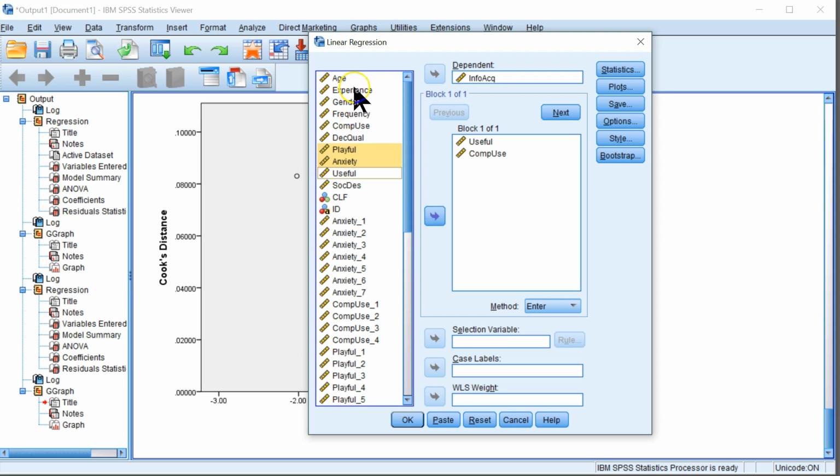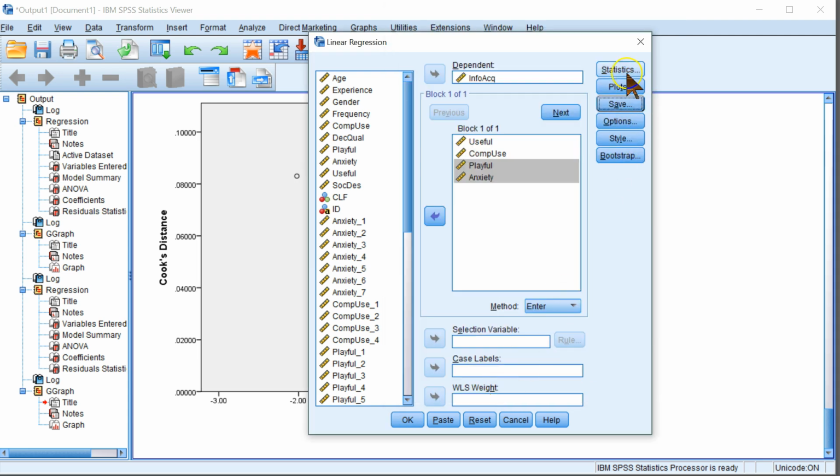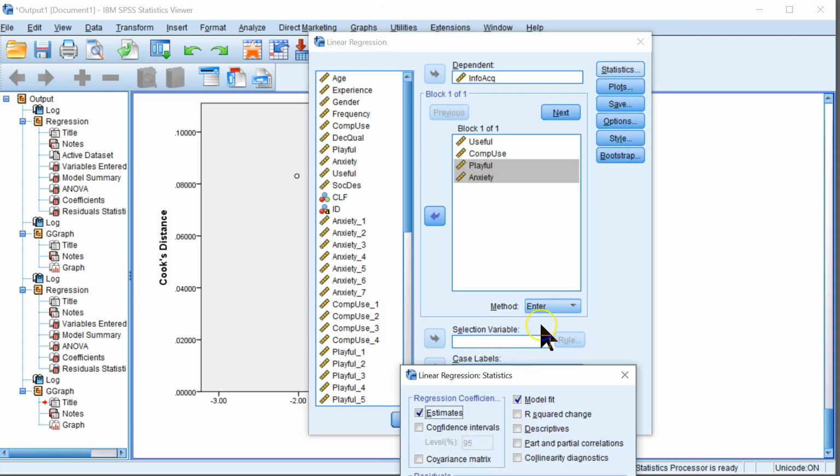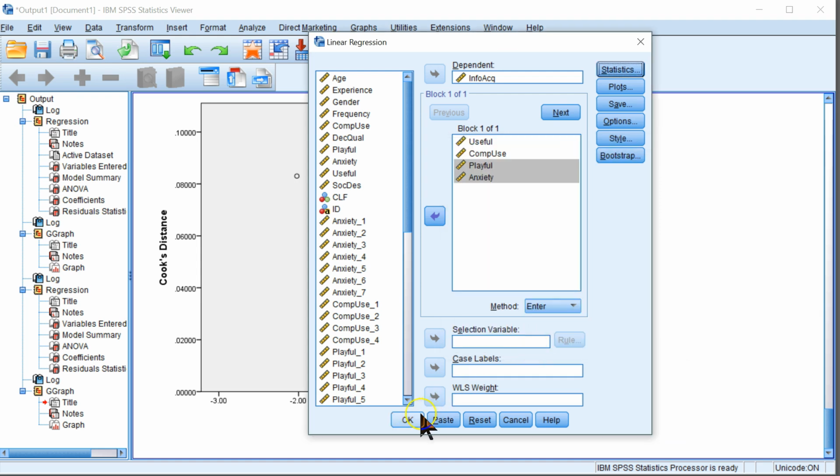And is that it, actually? Yep, those, all four of those. And we want to stop saving the Cook's distance and continue. And we want to do statistics and look at the collinearity diagnostics and hit OK.